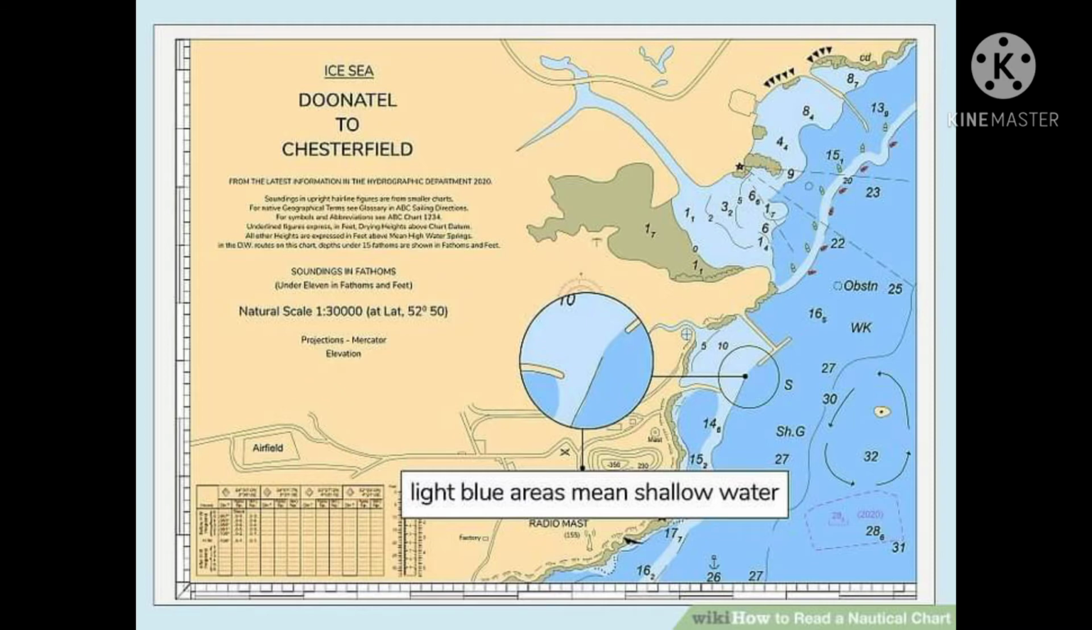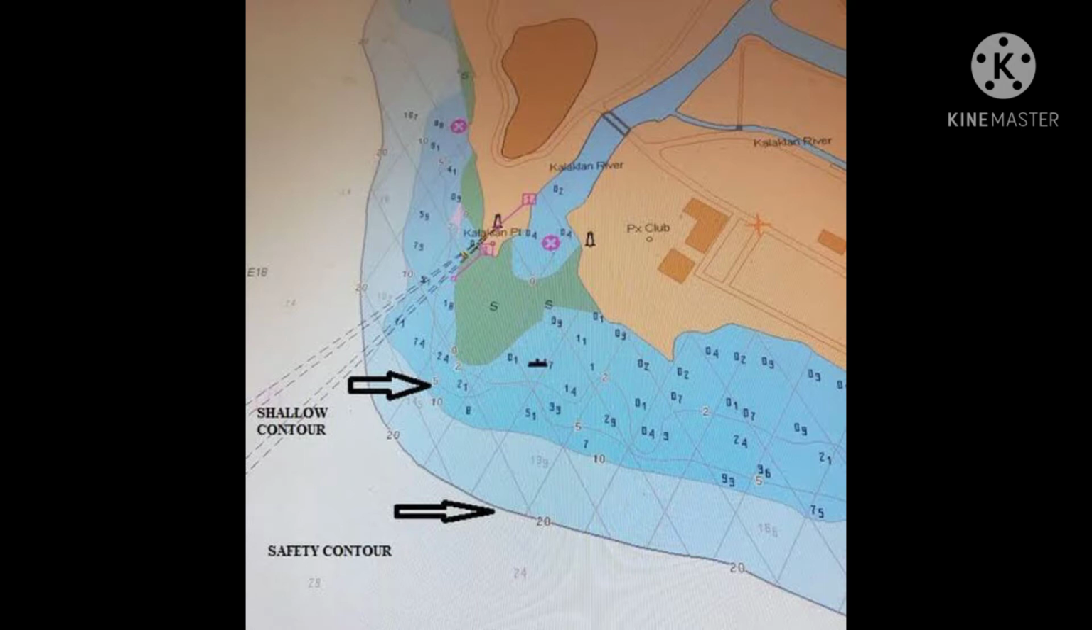Step 2. Look for light blue areas to identify shallow water. On nautical charts, white space is normally water, so the blue areas will stand out more. Shoals and other shallow areas are blue. These spots tend to be no more than 18 feet (5.5 meters) deep, although this varies from chart to chart.